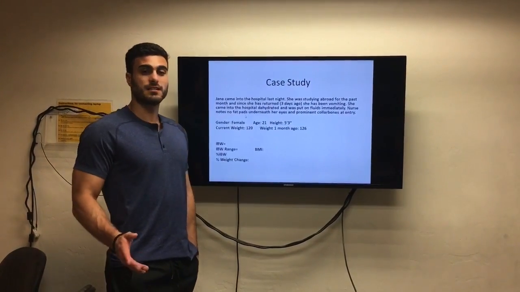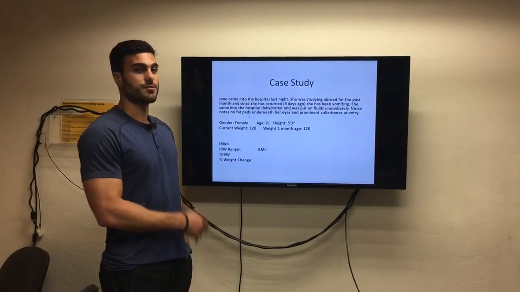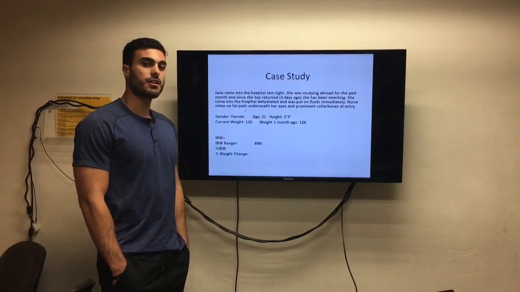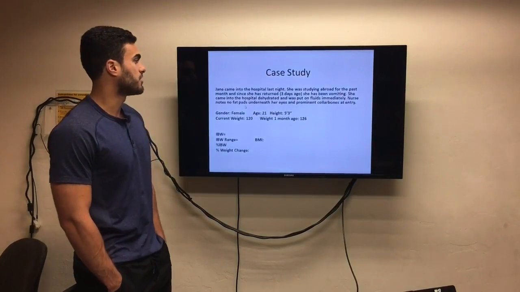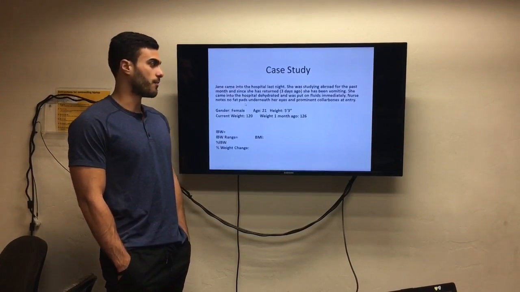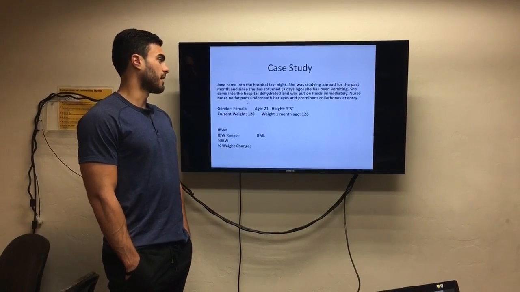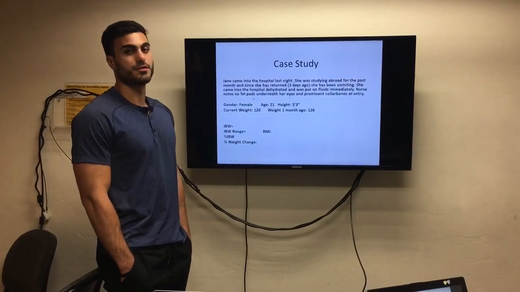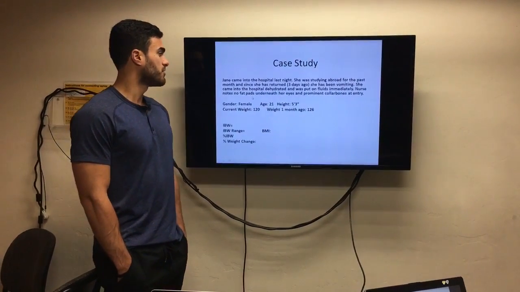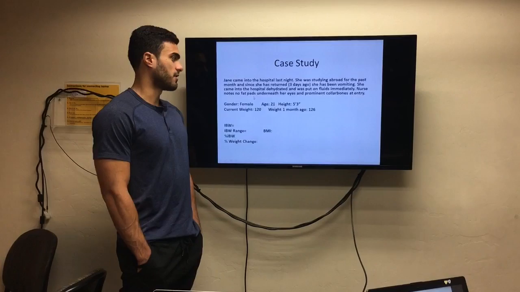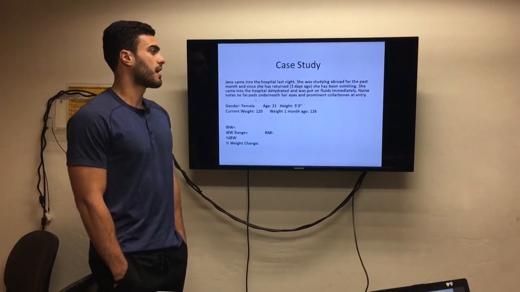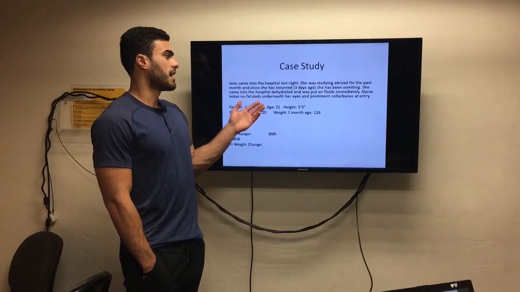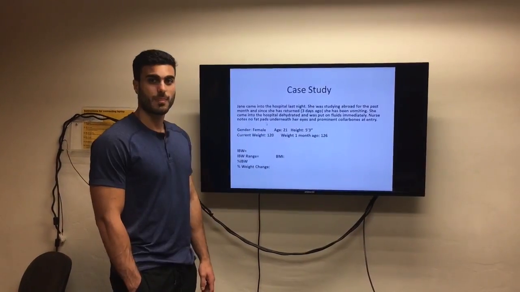So now you, as a dietitian, what would you do in this situation? You have Jane, who came to the hospital last night. She was studying abroad for the past month, and she returned 3 days ago. She has been vomiting and came into the hospital very dehydrated and was put on fluids immediately. The nurse notes that there were no fat pads underneath her eyes and prominent collarbones at entry. And as you can tell, she is dehydrated due to the vomiting.